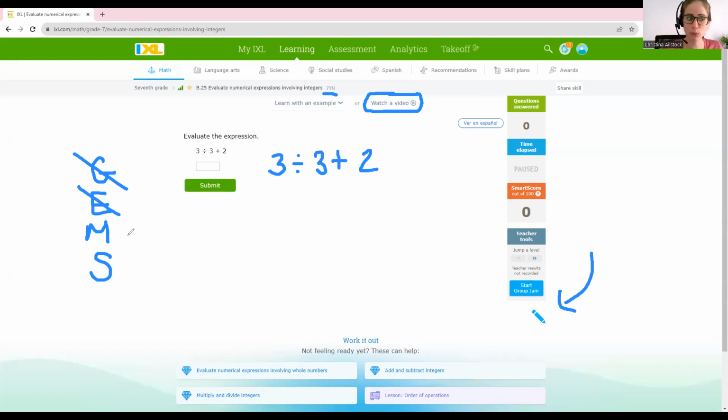And then M is for multiplication or division. That we do have. So we're going to do 3 divided by 3, which would be 1, and then bring down everything else you haven't dealt with. And then the last step is to add or subtract. We have that here. 1 plus 2 results in 3. So our answer here for this expression is 3.